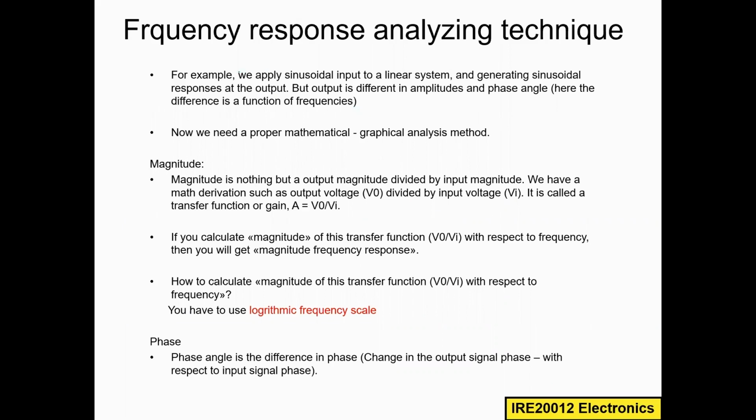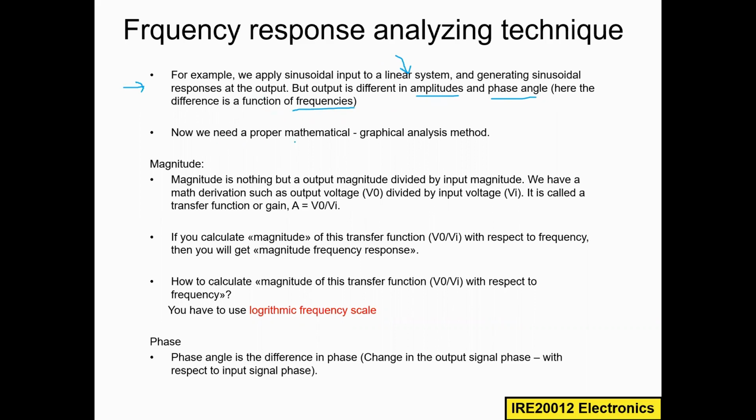So again, this is a short summary. For example, we apply a sinusoidal input to a linear system and generate sinusoidal responses at the output. Any system, but the output is different in amplitude and phase angle. Here, the difference in amplitude and phase angle is a function of frequency. The frequency means the frequency of the input signal.